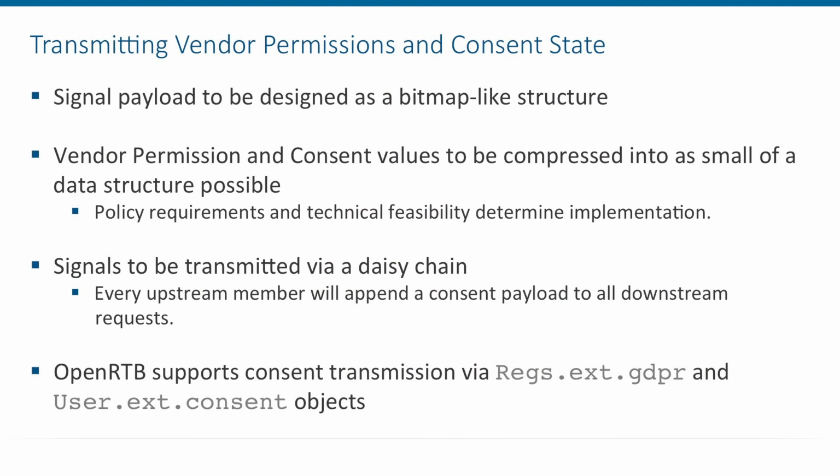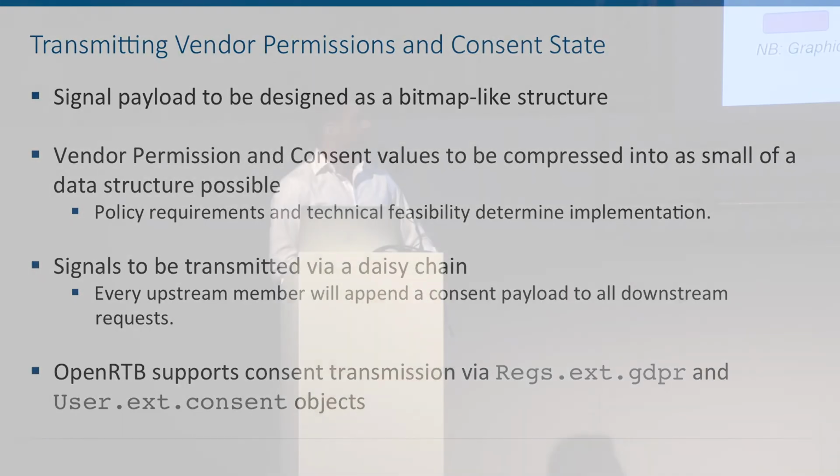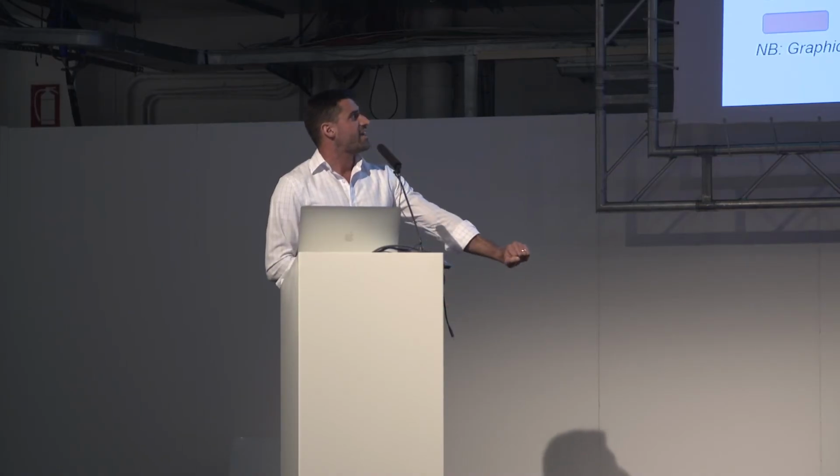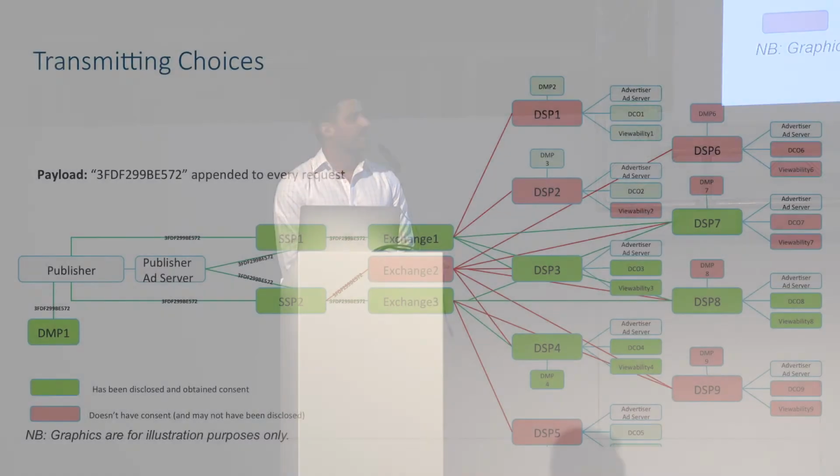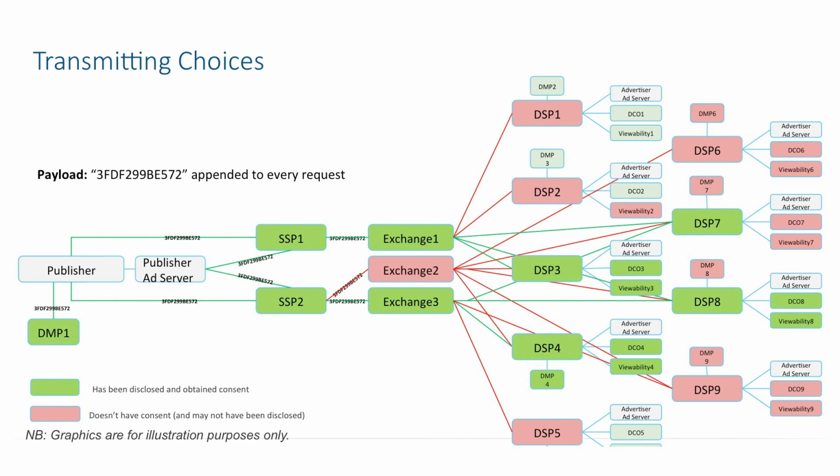Okay, the next aspect of this entire thing is the transition of the vendor permissions and of the consent state, right? So this is where a lot of the complexity comes into play, and this is why this standard is so important. I'm going to page forward to an example. This is an example of an RTB flow, right?